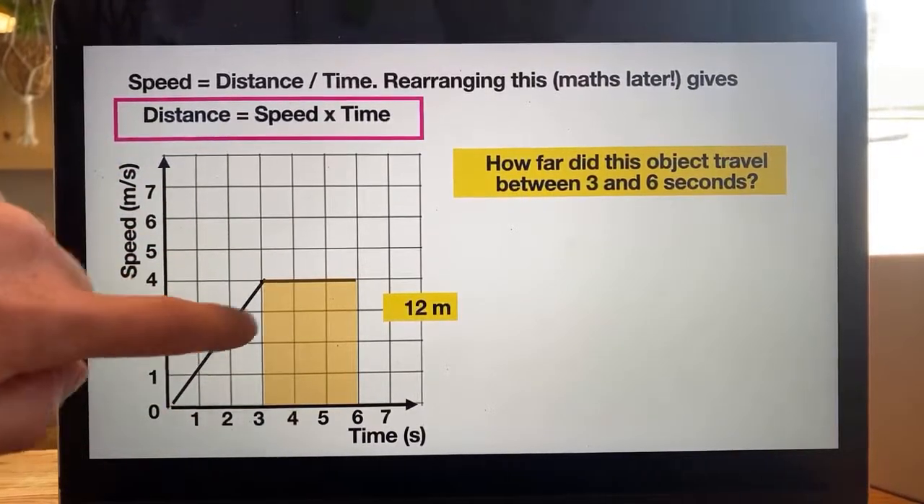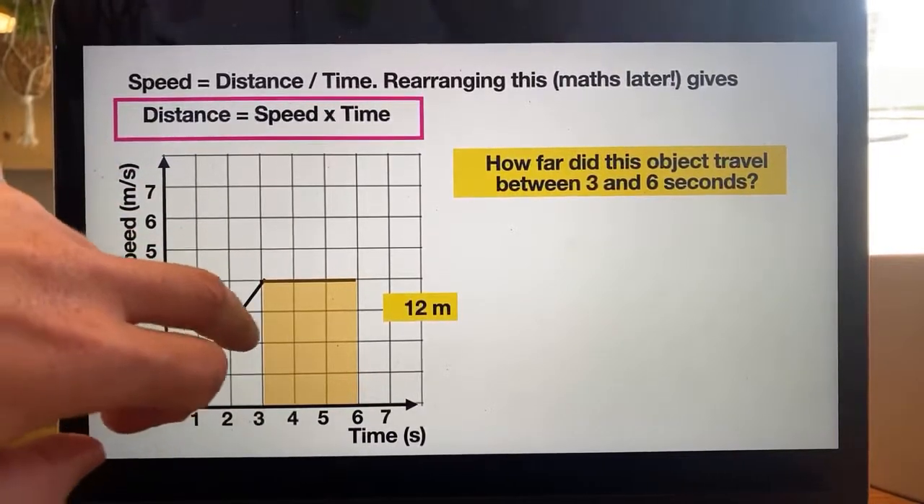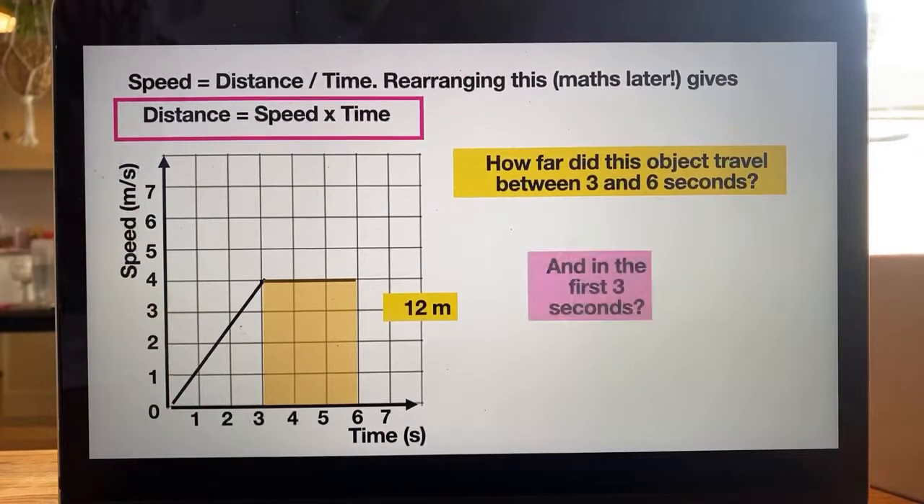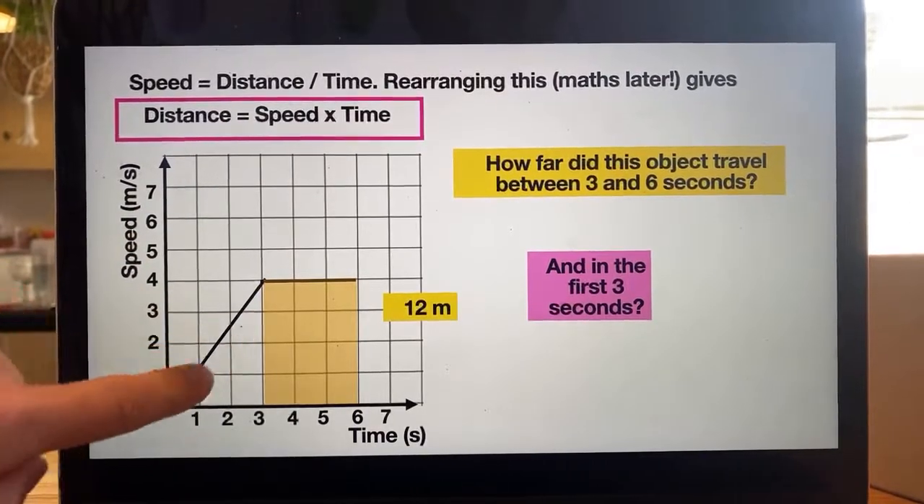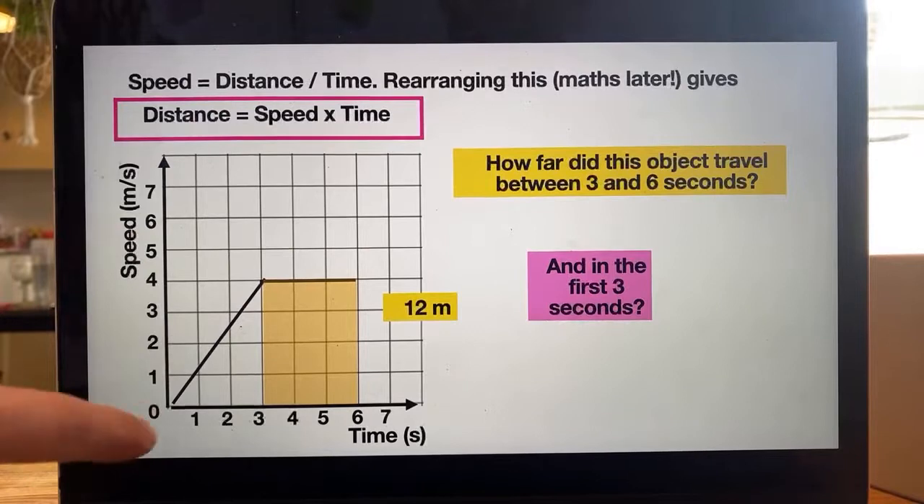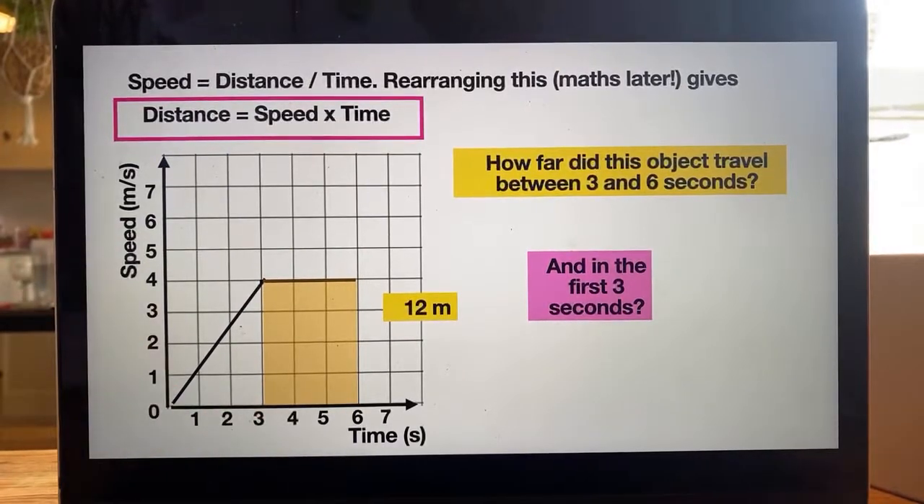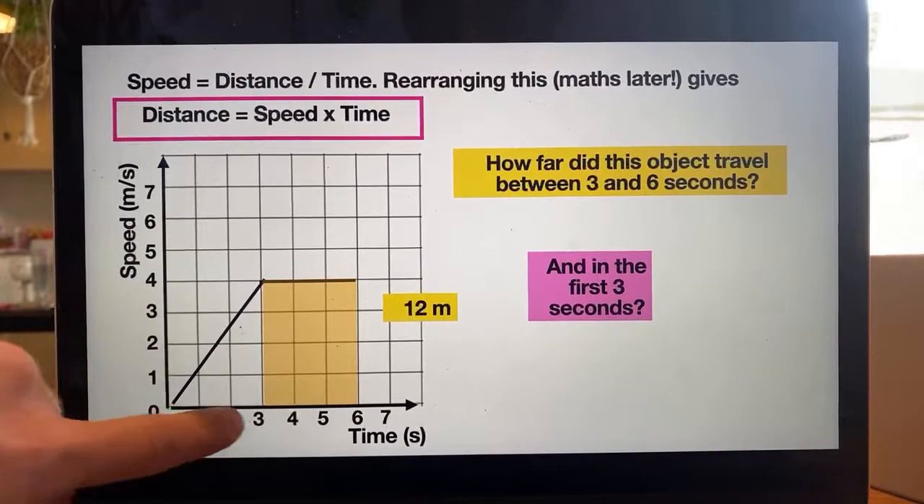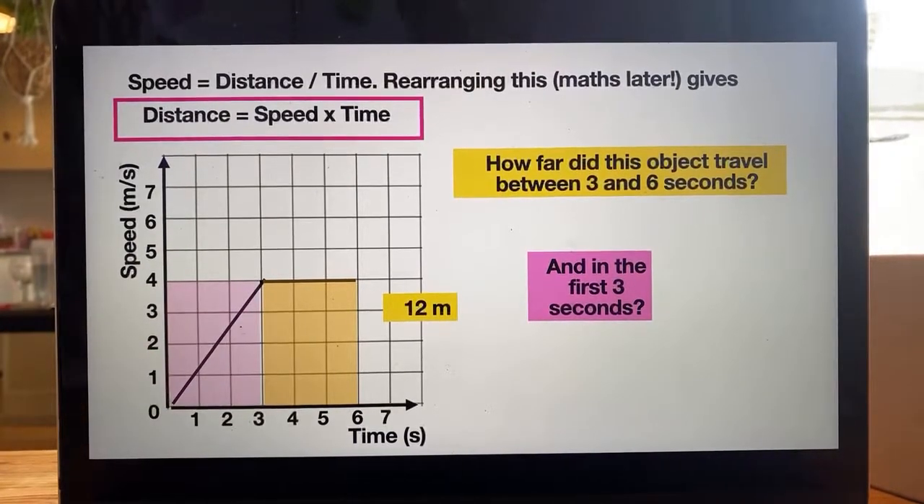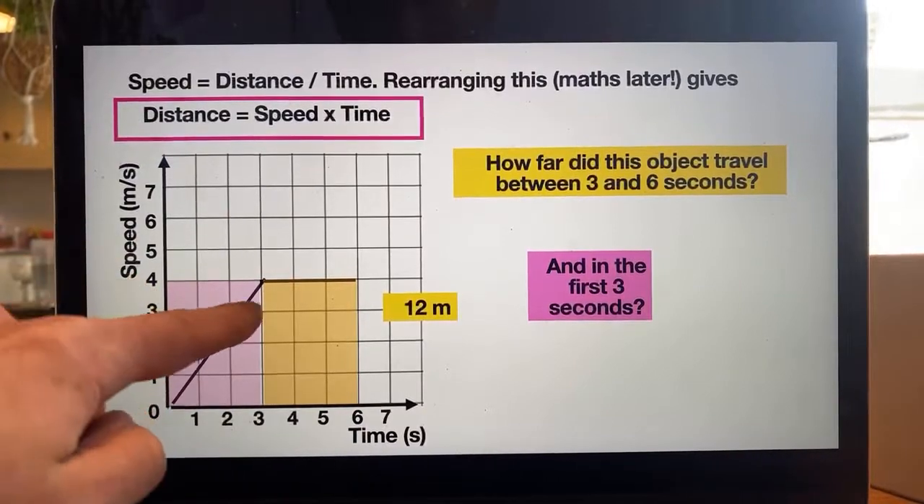If it's a sloping graph, it's the same thing. You've just got to be a tiny little bit careful, because obviously it's a triangle. So what's the area of this triangle? If the question said, how far did this thing travel in the first 3 seconds, then you could do the same thing. You could do 3 times 4, but you would have to remember, in the pressure of your GCSE, 3 times 4 is not the area.